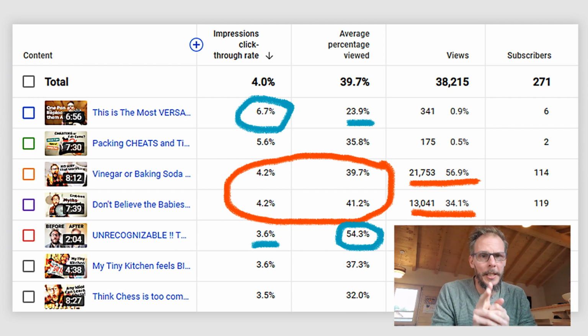What's interesting, when you look at the 2 that are circled in blue, a high CTR is going to get you more views in the beginning than high engagement. The CTR, the thumbnails, and the titles are absolutely key. You've got to get those. You've got to get people into your video.